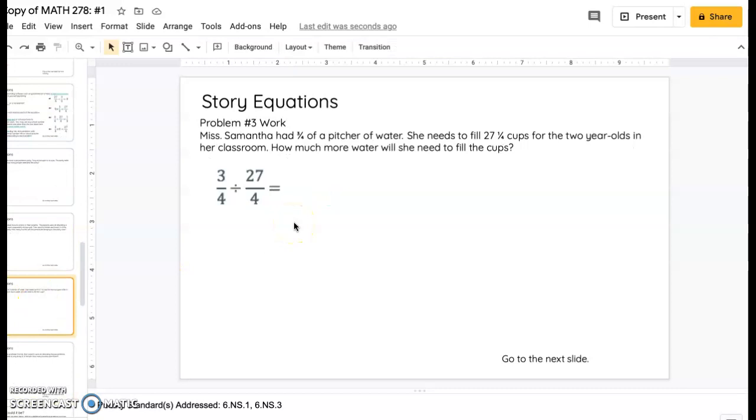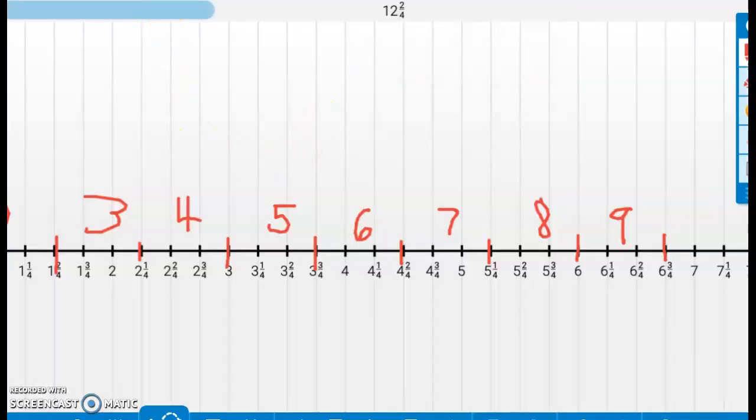All right, now let's move on to the next question. Miss Samantha had 3/4 of a pitcher of water. She needs to fill 27 1/4 cups for the 2-year-olds in her classroom. How much more water will she need to fill the cups? So we need to divide 3/4 by 27/4. Now, how on earth are we going to do that?